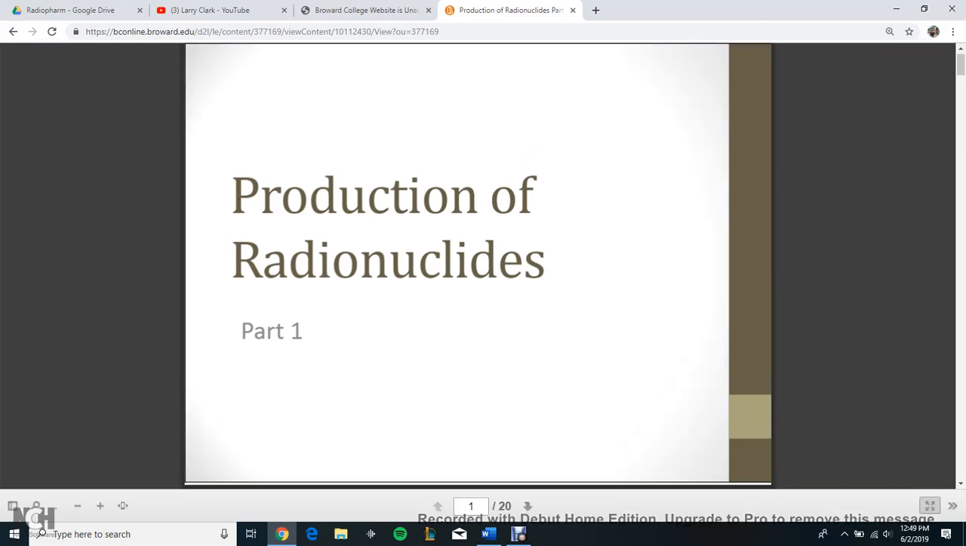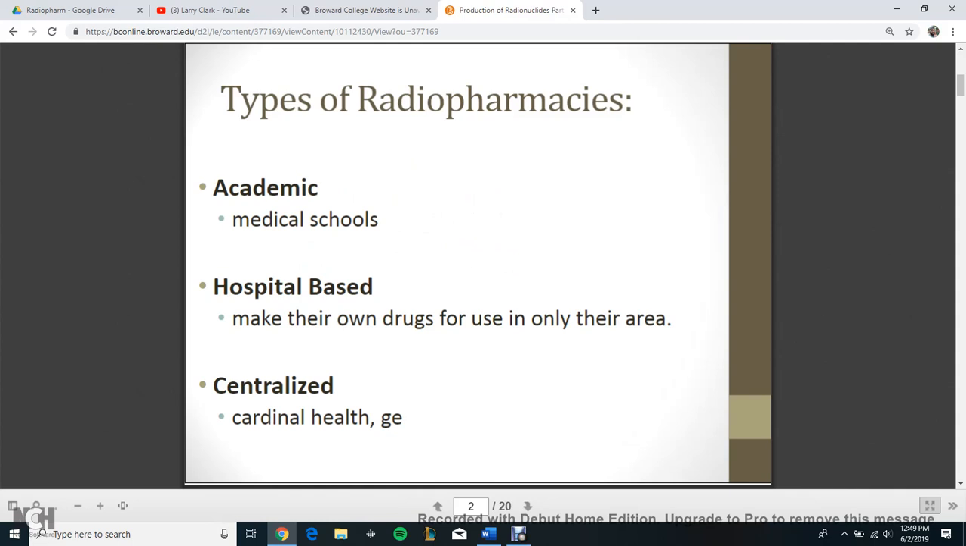Production of radionuclides. Types of radiopharmaceuticals. Types of radiopharmacies. Academic, medical schools, hospital-based, make their own drugs for use in only their area. Centralized, Cardinal Health or GE.